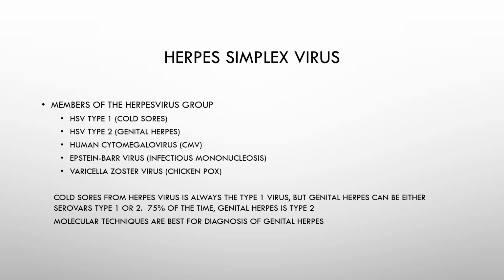Cold sores from herpes virus are always type 1, but genital herpes can be either serotype 1 or 2, but 75% of the time it is type 2. The best way to diagnose herpes is with a molecular type of technique. You could actually use a live cell culture, but live cell cultures can take up to 14 days, where a molecular type of test can be run within a day.